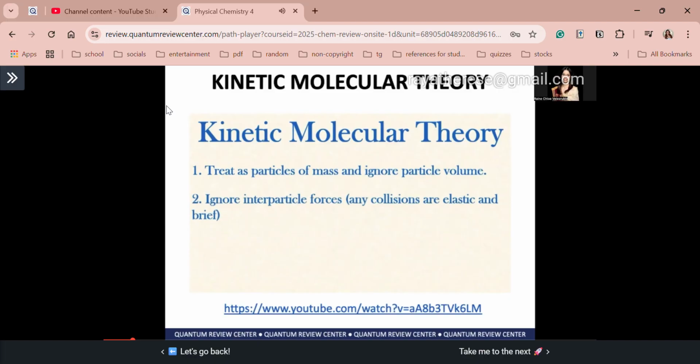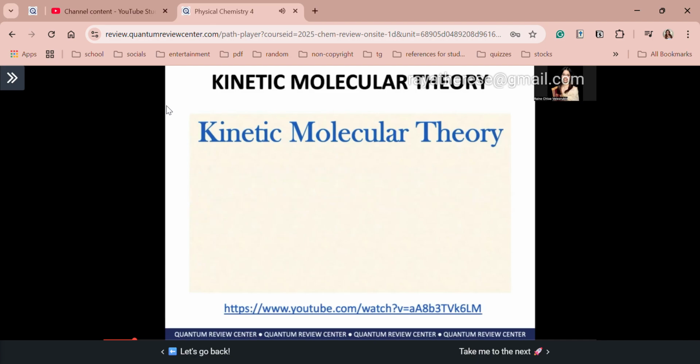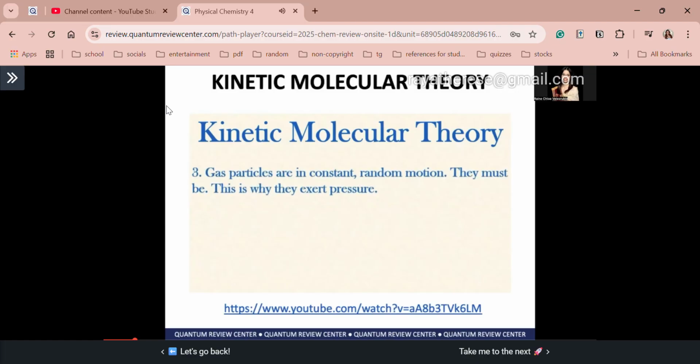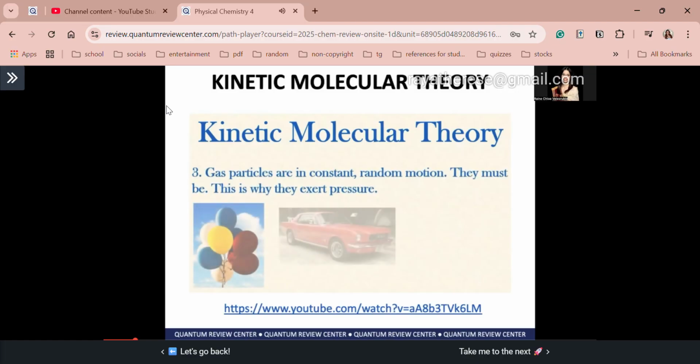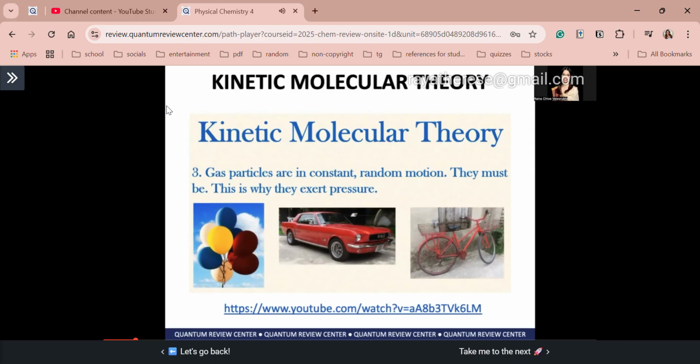Second, we can ignore the interparticle forces. At ideal temperatures and pressures, the gas phase is mostly empty space, and in the rare occurrence that these particles do collide, we can assume any collisions are elastic and brief. Here's the third postulate of kinetic molecular theory. Gas particles are in constant random motion. They must be. This is why they exert pressure. Balloons and tires stay inflated. When the particles collide with the walls of the container, they exert pressure.